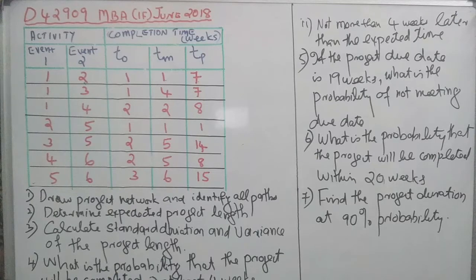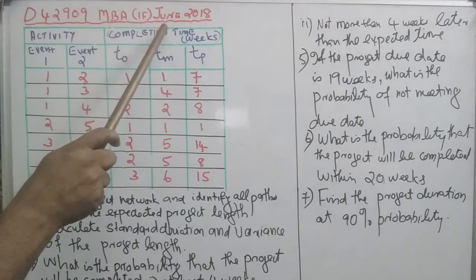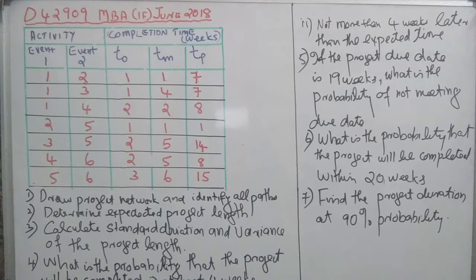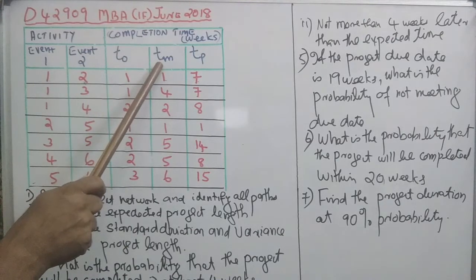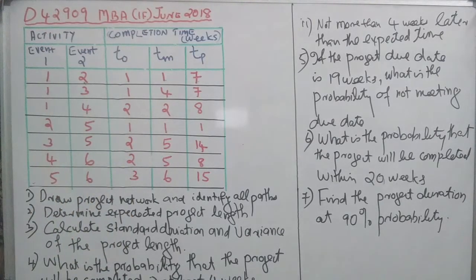A problem from the university question paper of University of Calicut for MBA in International Finance of June 2018 is going to be discussed. This is a question from PERT analysis: activity and time, TO optimistic time, most likely time, pessimistic time. It's a problem of network analysis belonging to program evaluation review technique. It's a problem of probabilistic nature.